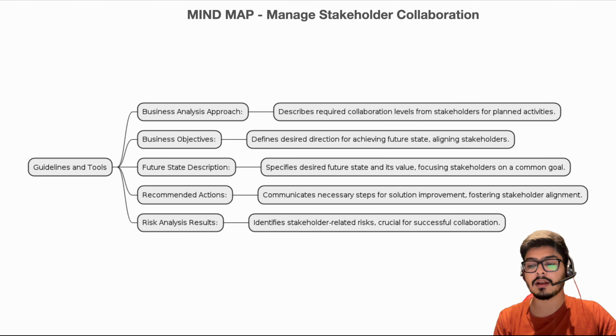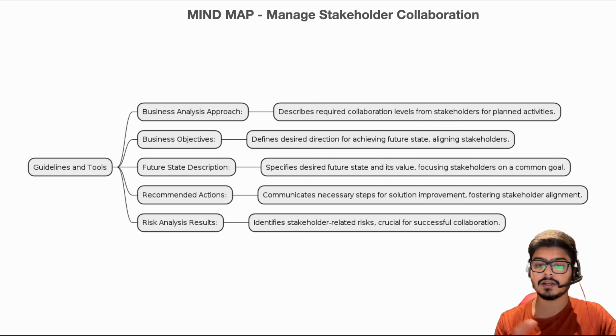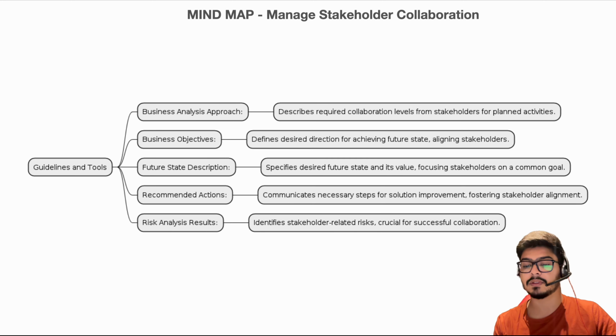Moving forward, how you can do it using guidelines and tools. The first one, which we have already identified, is the business analysis approach. That is, what kind of format or level of formality you want to use is all dependent on you, based on your stakeholders. Business objectives are very important. You need to have a proper future state scenario to achieve, as well as align stakeholders with the project goals. Future state description here basically focuses stakeholders on what we will be achieving based on the discussion we had and what our goal is, and makes sure that they are aligned with that goal.